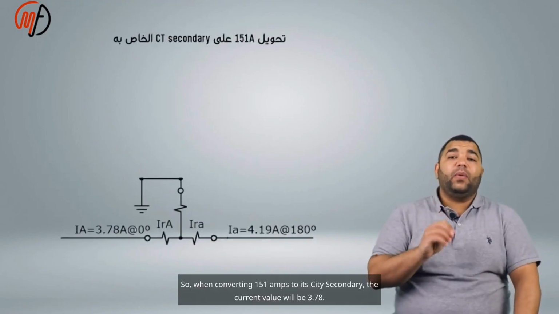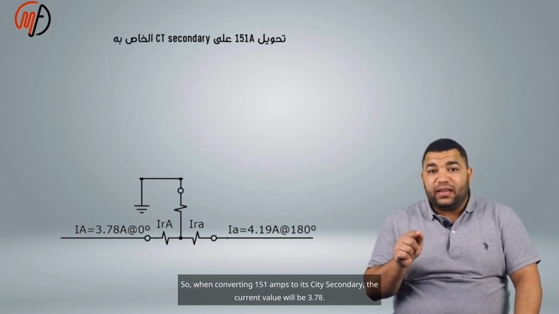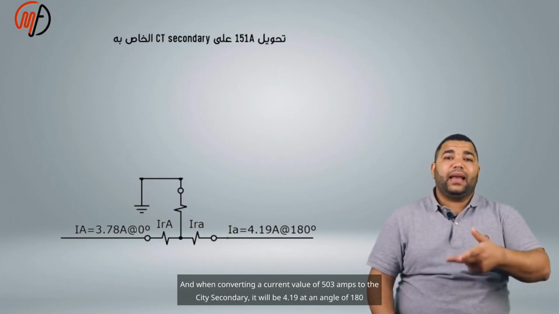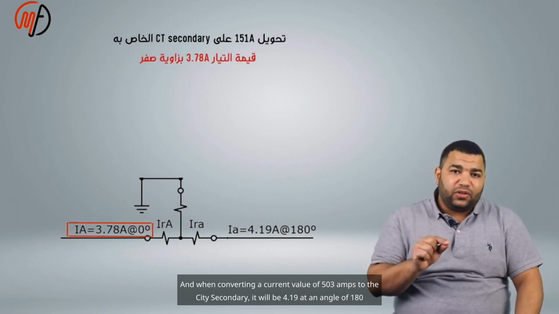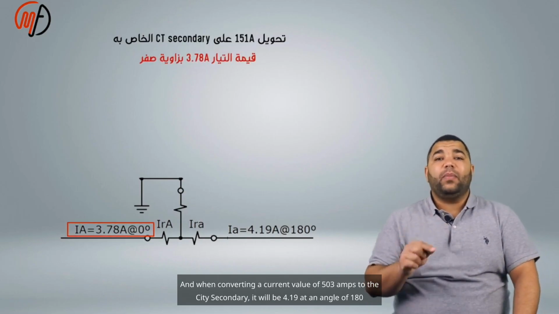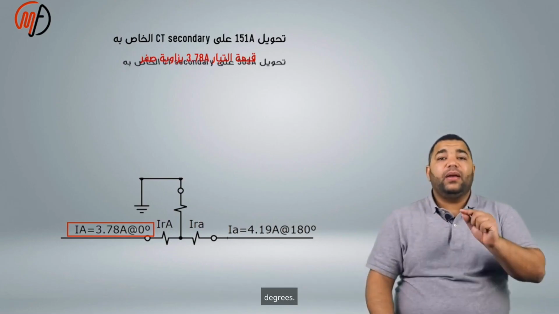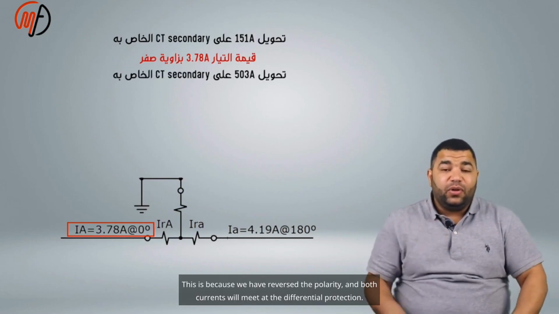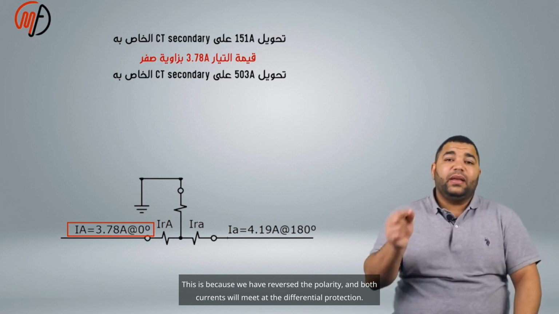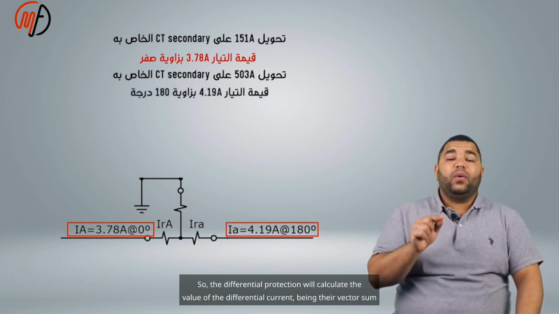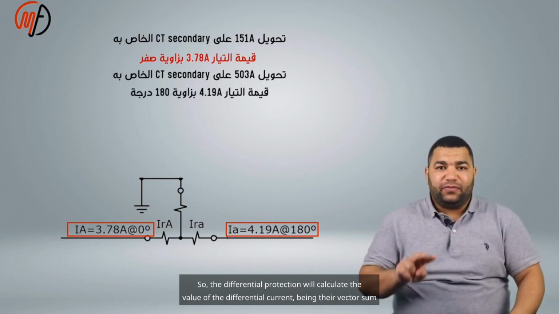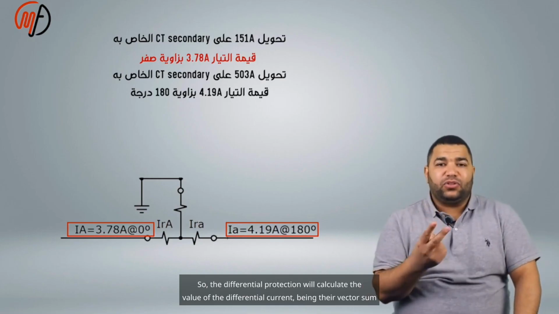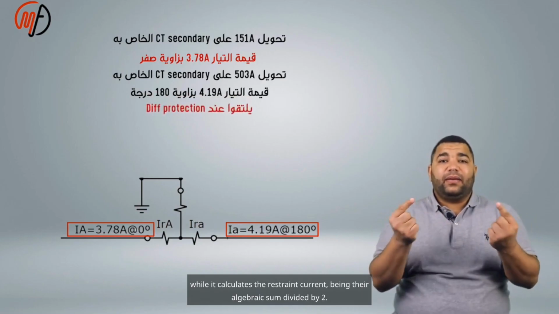So, when converting 151 amps to its CT secondary, the current value will be 3.78. When converting a current value of 503 amps to the CT secondary, it will be 4.19 at an angle of 180 degrees. This is because we have reversed the polarity, and both currents will meet at the differential protection. So the differential protection will calculate the value of the differential current, being their vector sum, while it calculates the restraint current, being their algebraic sum divided by 2.